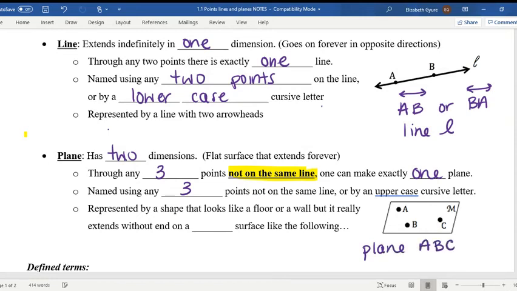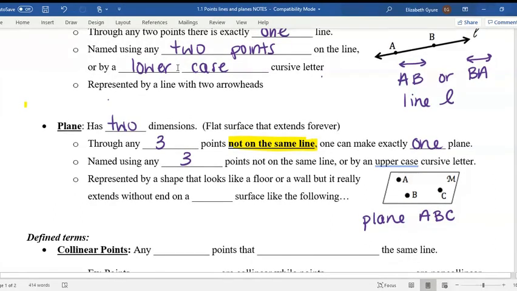A, B, C. In here, order with your letters also doesn't matter. I tend to write them in alphabetical order, but you don't have to. You also might notice the little cursive M up in the corner. Just like with a line, we can also use a cursive letter when we name our plane. Just this time it's uppercase. So you could also call this plane M if you wanted to. So either way is fine. Okay, so plane A, B, C, or plane M.